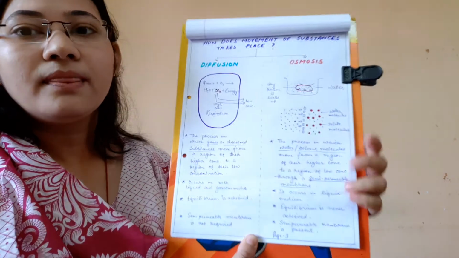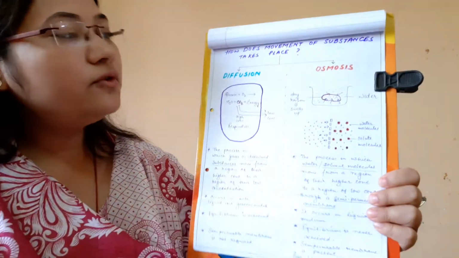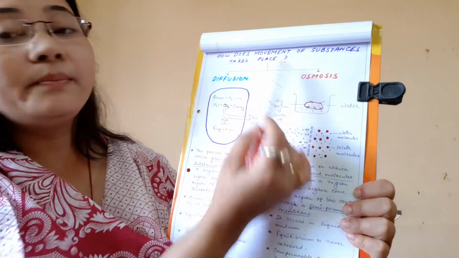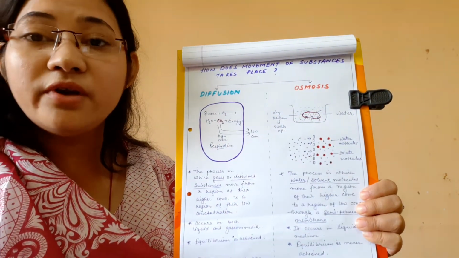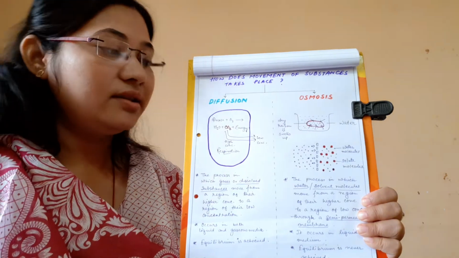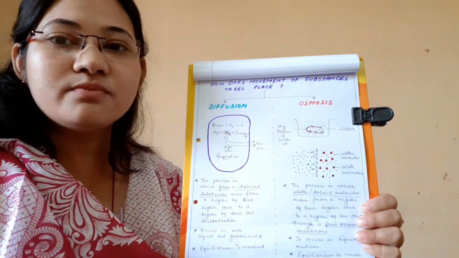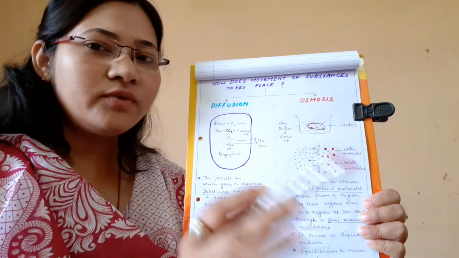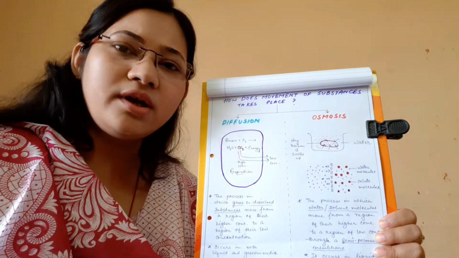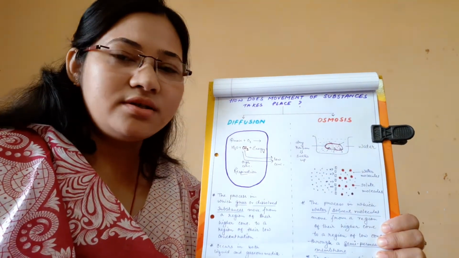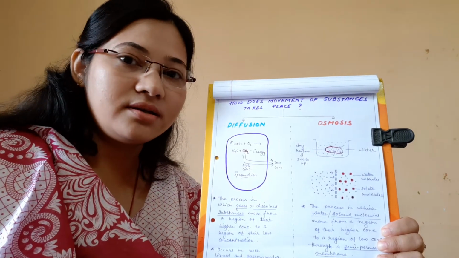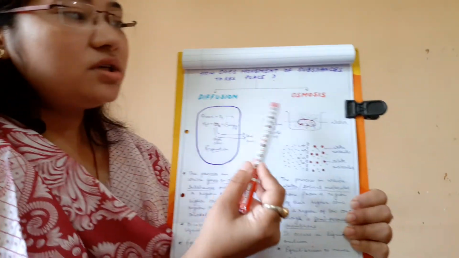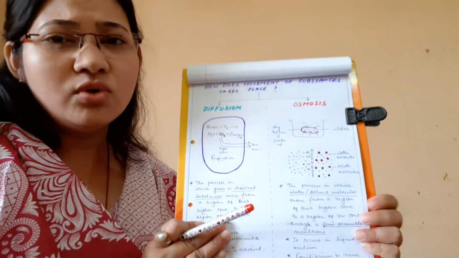So, how does the movement of substances take place? Now, here we are going to study two very important processes, that is diffusion and osmosis. Rest of the chapter, children, you can refer to the NCERT book. It is more or less easy for you to understand because you have already read this chapter in class 8. But diffusion and osmosis require a little bit more concentration.